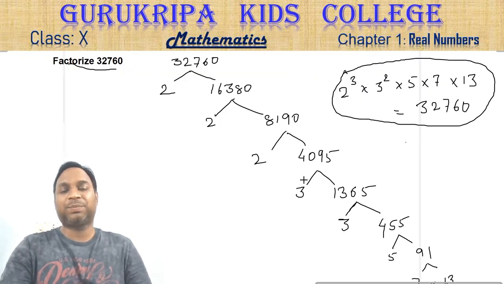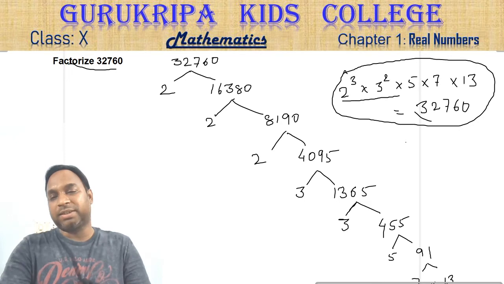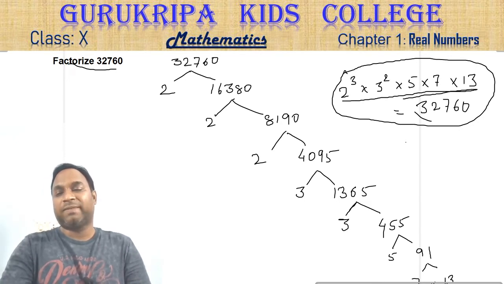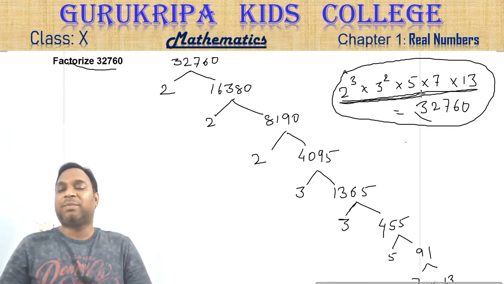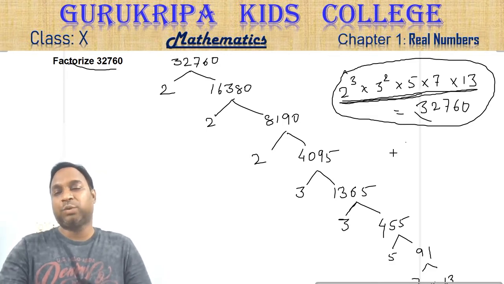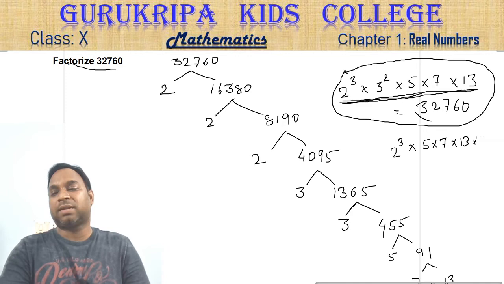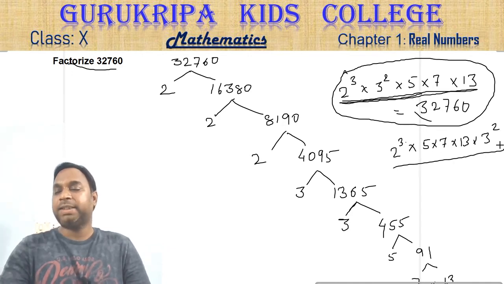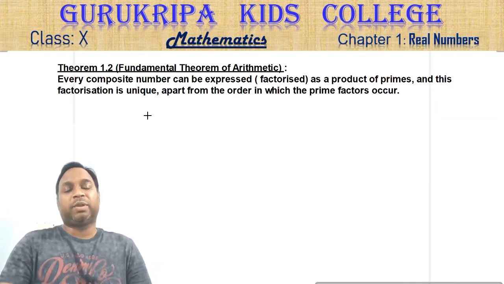As we have done it in this case, we can factorize this number 32760 only among these numbers. Changing the order of numbers is insignificant for multiplication. We all know that for multiplication, the order in which we write the numbers is not important. The numbers themselves are only important. Let's say instead of 2 cube, we can write this number as 2 cube into 5 into 7 into 13 into 3 square. Will anything change? No, nothing will change. You will get the same number. So this is what the fundamental theorem of arithmetic says.